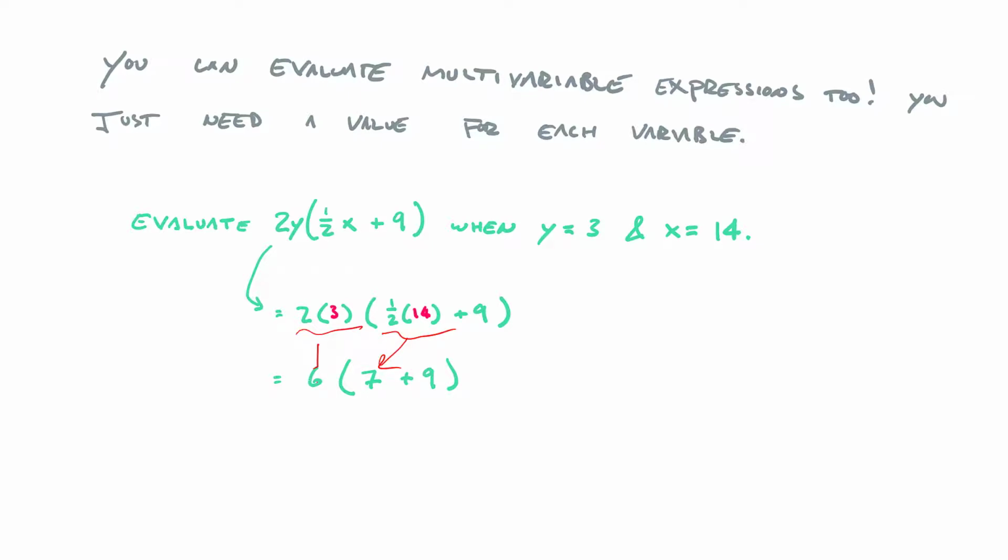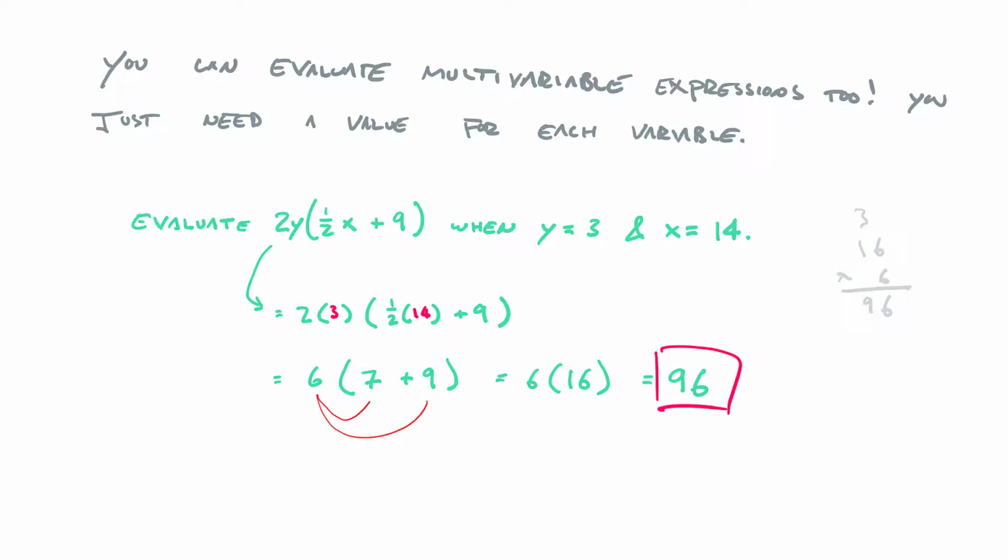Before I do the multiplication of 6 with the 7, I'm going to have to do the parentheses first. So 9 plus 7 is 16. And then 6 times 16 gives us 96. And I showed the long multiplication there if you're interested in how I got that. All right, let's move on to the next topic.